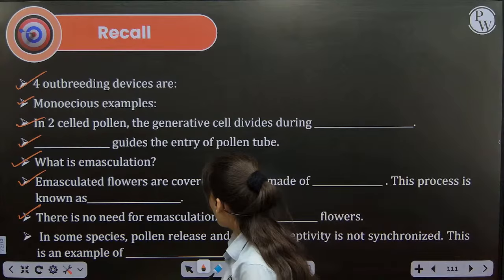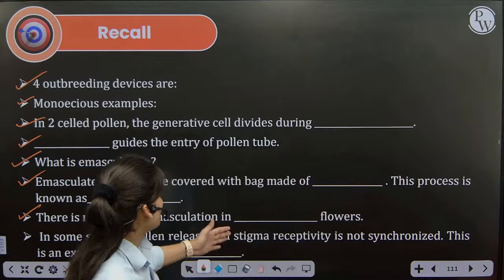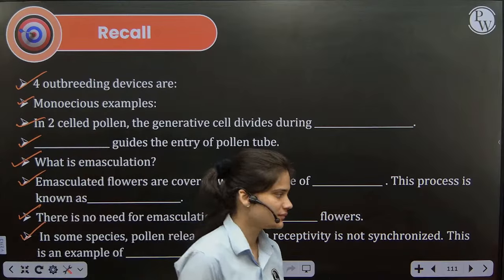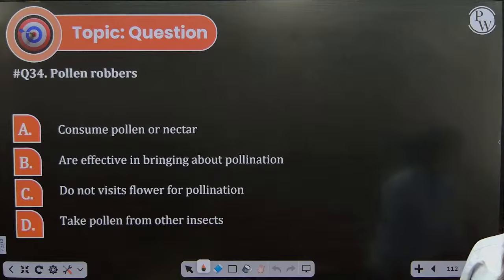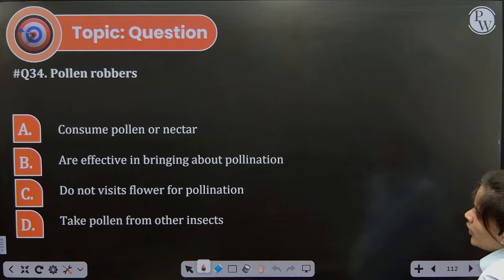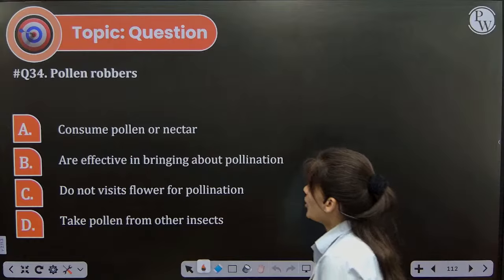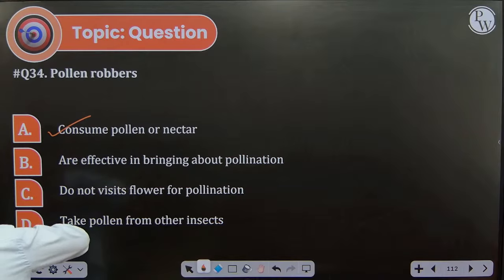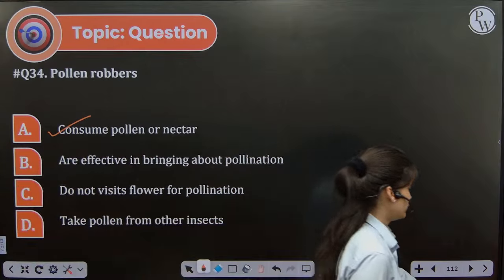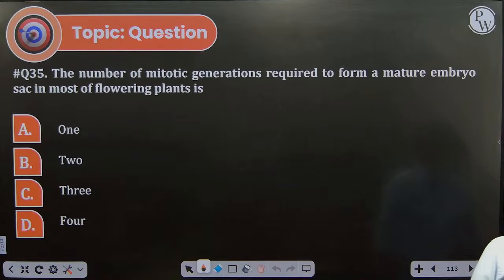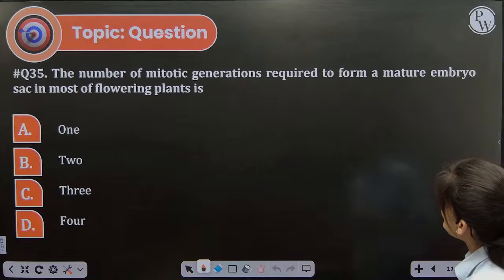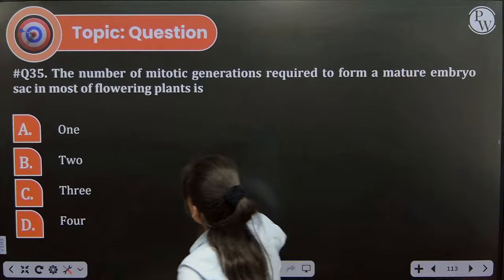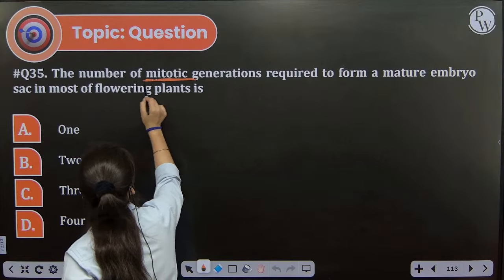In some species, pollen release and stigma receptivity are not synchronized. It is an example of an outbreeding device. Pollen robbers or nectar robbers consume pollen or nectar. The number of mitotic generations required to form a mature embryo sac in flowering plants: three mitotic divisions occur in the functional megaspore. Three.